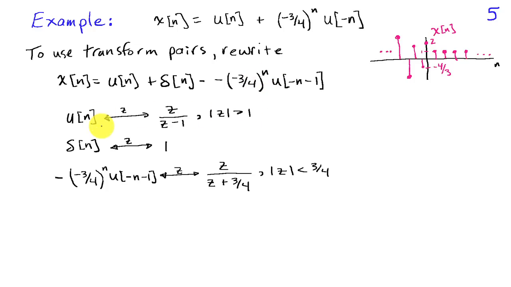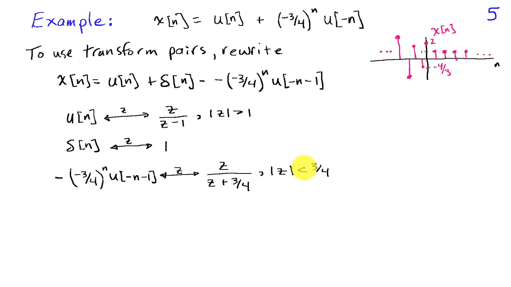We can look at the z-transforms of each of the terms here. u of n goes to z over z minus 1, and that's for values of z that exceed 1 in magnitude. Delta of n converges to 1, that's for all z. And then the term minus the quantity minus 3/4 to the n, u of negative n minus 1, has z-transform z divided by z plus 3/4. This z-transform holds provided the magnitude of z is less than 3/4.